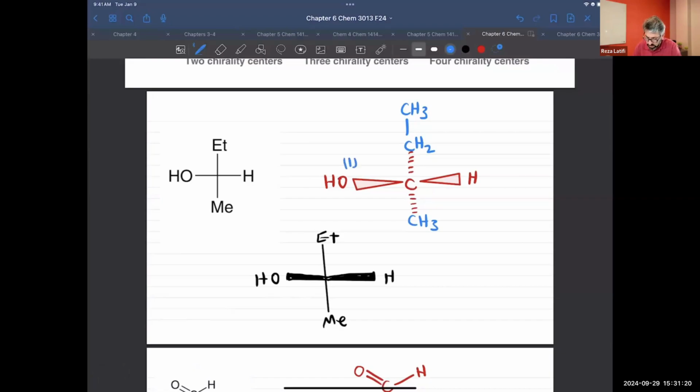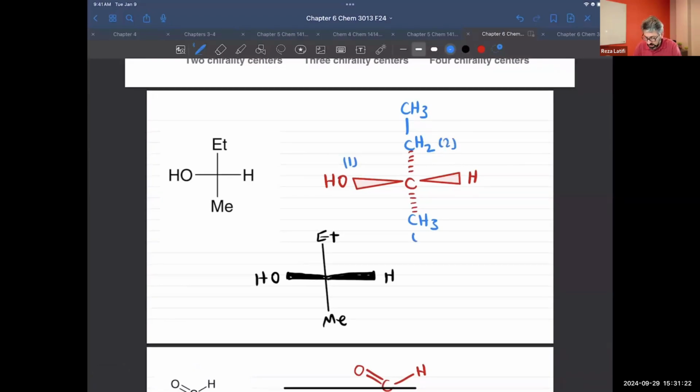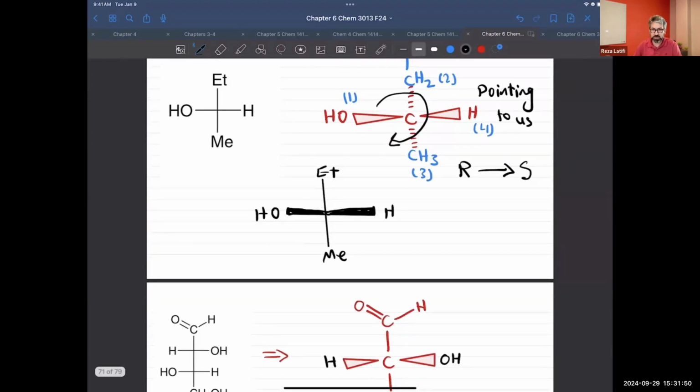Okay, so let's assign the configuration. This is going to be 1, then ethyl will be number 2, methyl number 3. Hydrogen is going to be the 4th one. If I follow the numbers from 1, 2, 3, it's telling me this is going to be clockwise. It will be R. But I'm going to ask myself, where's hydrogen? Pointing to us. Because it's pointing to us, you have to flip it and write it as S. Okay, and that's going to be the right configuration.